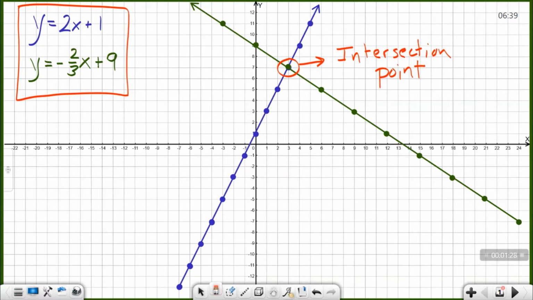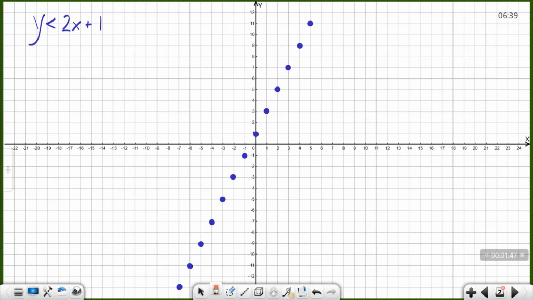The graphically part is the part I really want to focus on because that's going to transition into our system of inequalities. So again, just keep in mind, the solution to a system is the point or points that make every equation in that system true. Okay? Using that idea, the same thing applies when we go to a system of inequalities. Now, a system of inequalities is simply two inequalities at the same time.